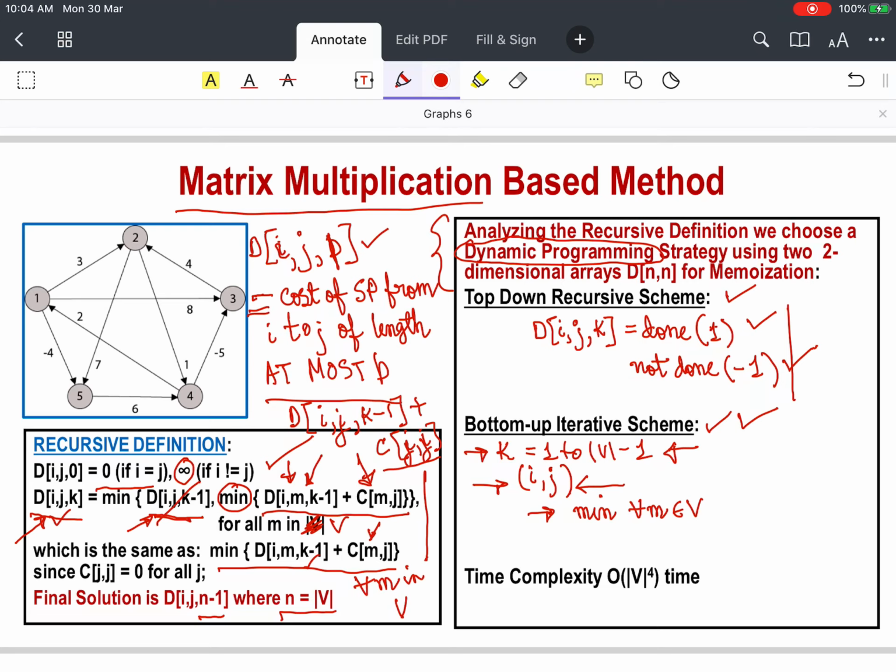We will have two inner loops for i and j for d i j k, and in that loop we have to find out the minimum. So we will do this, and I leave it. It's a very straightforward algorithm to write, and because we have got 4 loops of size v, the order of complexity of this algorithm is order v to the power 4, both for this scheme as well as this scheme.